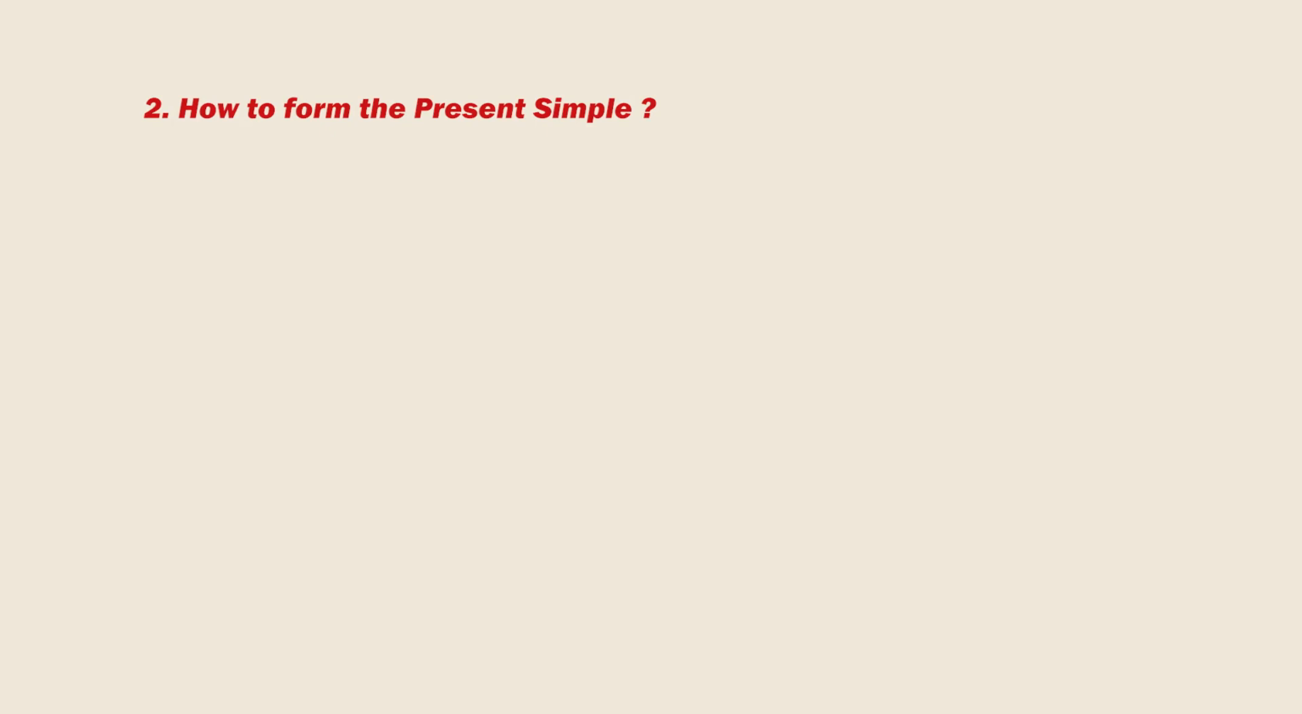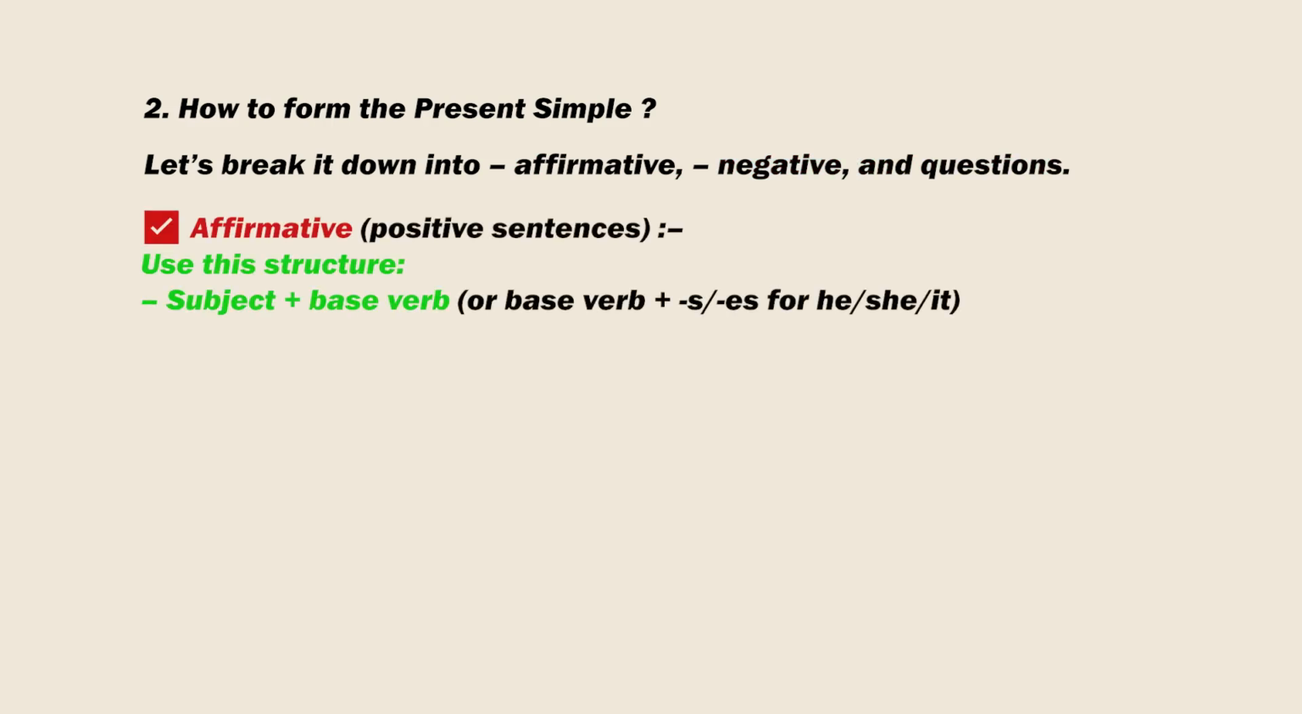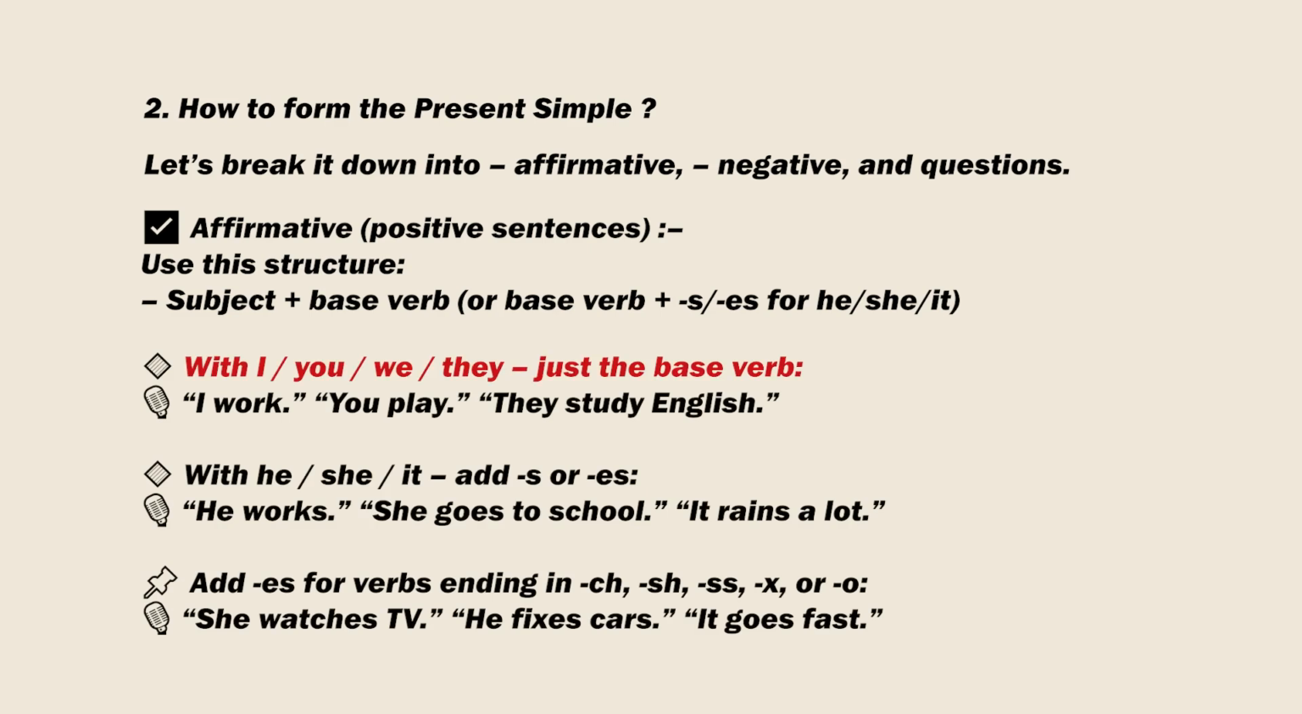How to form the present simple. Let's break it down into affirmative, negative, and questions. Affirmative: subject plus base verb. With I, you, we, they, just the base verb. I work. You play. They study English. With he, she, it, add s or es. He works. She goes to school. It rains a lot.